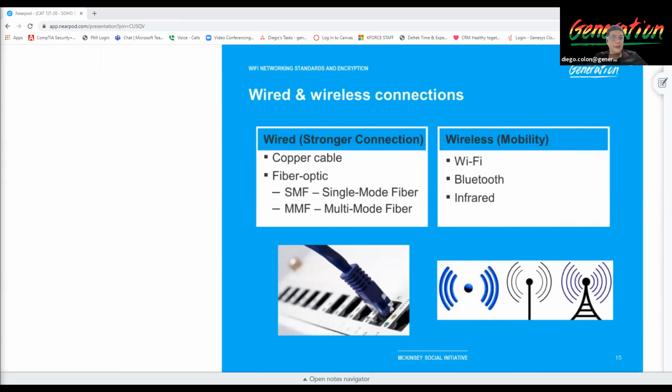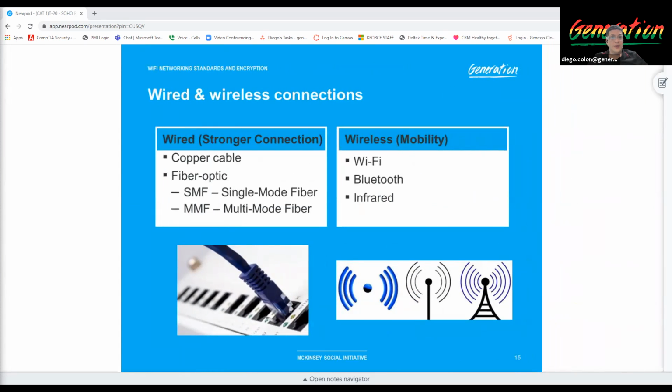All right. We have the wired and wireless connections. As we stated, you have your copper and your fiber optic, be that short haul or long haul fiber, the long haul being your single mode fiber and your multi-mode fiber being for your short haul. The other ways we can connect are through Wi-Fi, Bluetooth, or infrared when it comes to wireless communications or mobility.